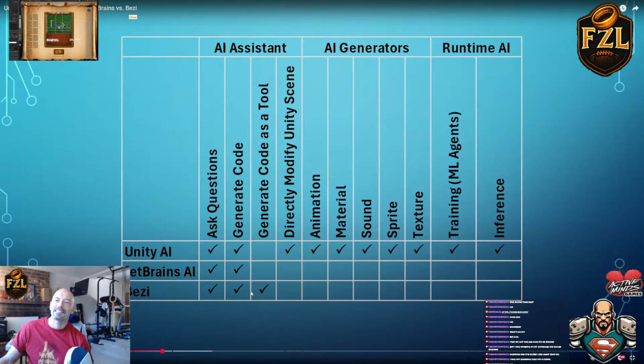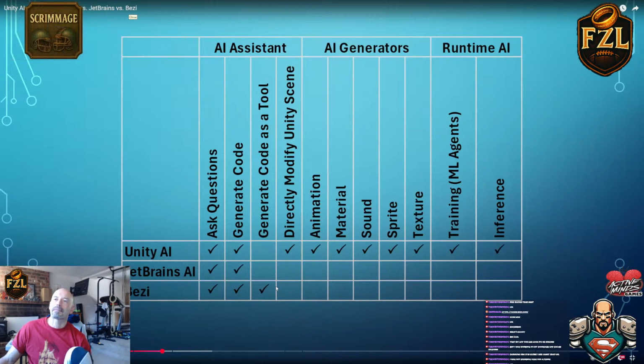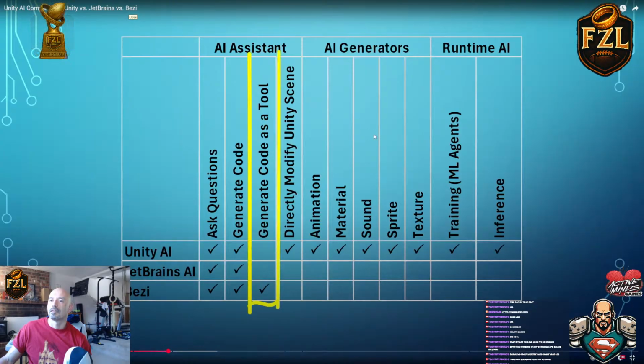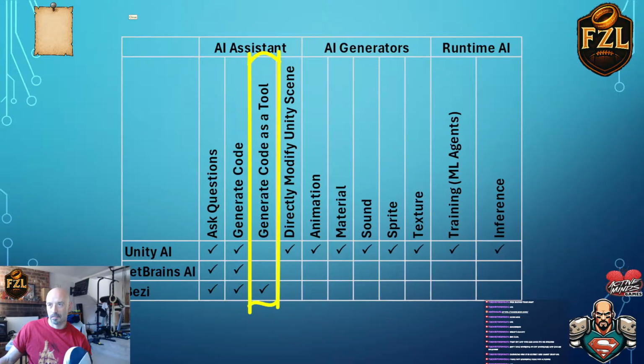But Bezi understands your application better than general AIs, and maybe that's what JetBrains offers. Bezi seems to better understand what you're doing in your app. It just reads the setup better. Unity AI is able to directly modify the Unity scene, although Bezi can generate a script and attach that to a menu, as we will see a little later on.